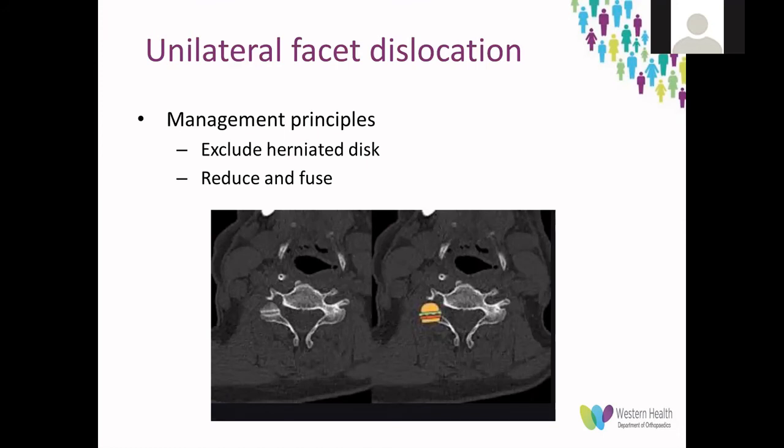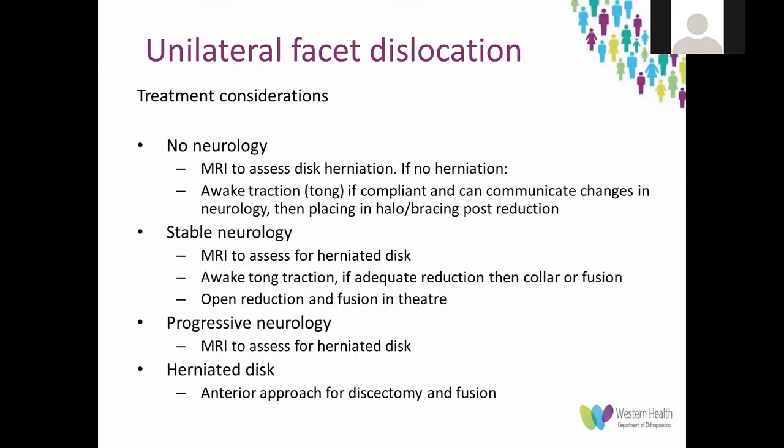So the management principles in this case are to exclude a herniated disc and then reduce and fuse the injury. This is the treatment algorithm, probably the best one I've found through reading. If there's no neurology, some people would argue this, but the consensus seemed to be that you would still do an MRI scan to assess for disc herniation. If there's no herniation, you'd undertake awake tong traction if you've got a compliant patient, so that they can communicate any neurological changes as you add traction, and then definitively place them in a halo or a brace.